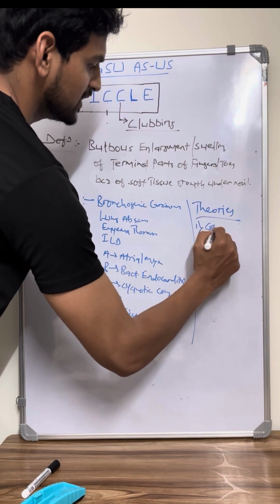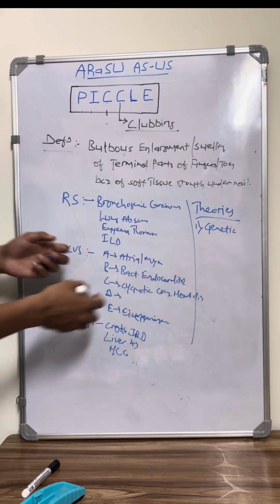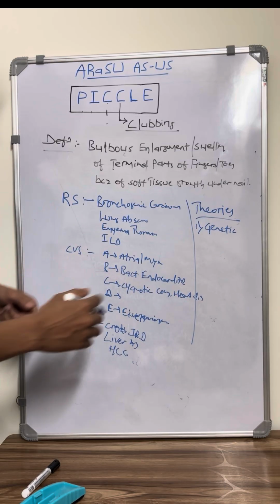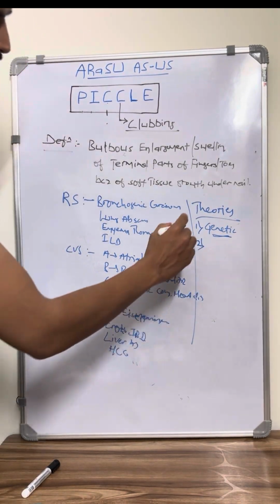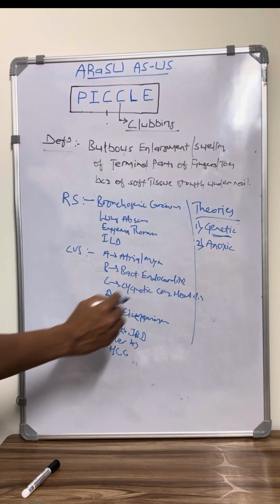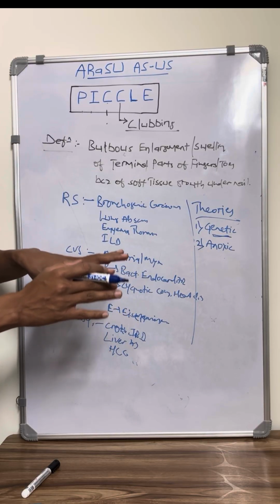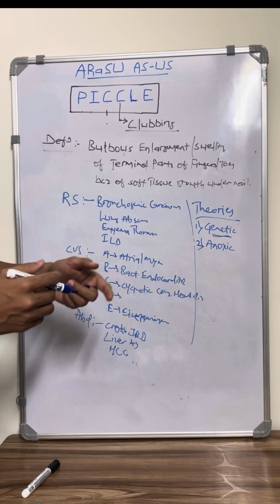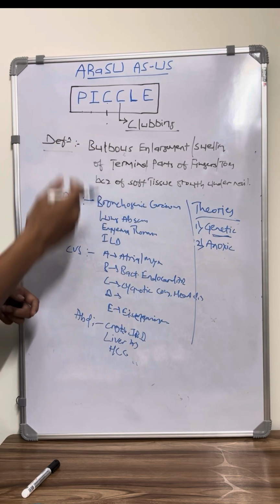First one is the genetic theory. Some people will develop clubbing because of some genetic mutations or inheritance, which will be non-pathologic. That is called the genetic theory. Second important theory is the anoxic theory. Whenever there is decreased oxygen supply to the terminal phalanges or tips of the fingers and toes, there will be opening up of the deep arteriovenous fistulas that will lead to bulbous enlargement.